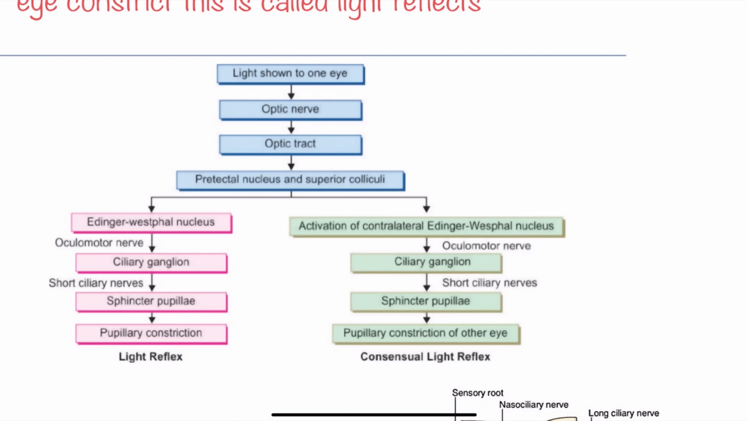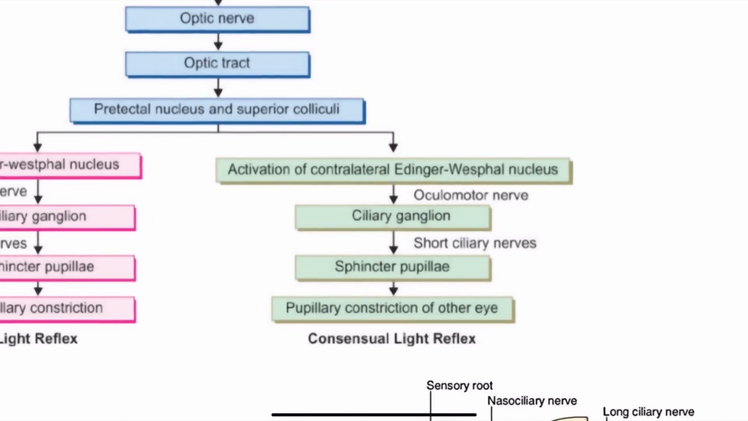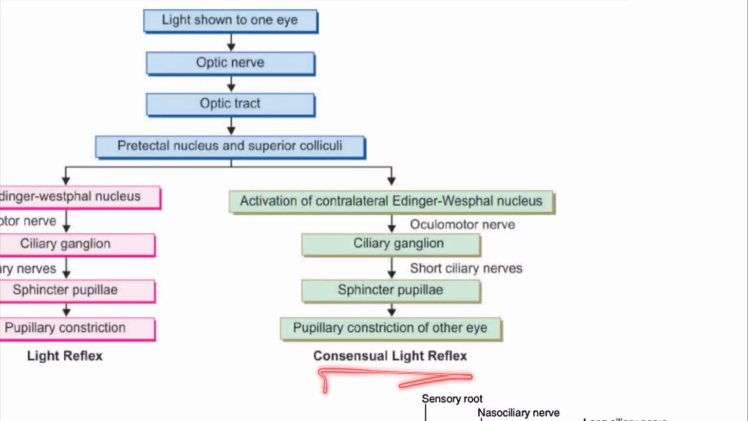So the other eye where you look for the pupillary constriction, what is going on over there? This is the only change: activation of the contralateral Edinger-Westphal nucleus. The contralateral Edinger-Westphal nucleus is activated, and it takes the same pathway that is going on in the eye where you project the light. Even in the other eye where you don't project the light, it shows pupillary constriction. So the consensual light reflex is the one taking place in the other eye where you don't throw the light but check for the pupillary constriction, right?